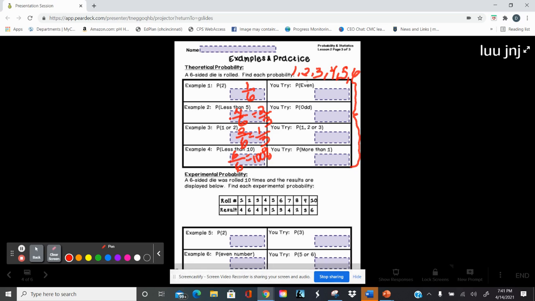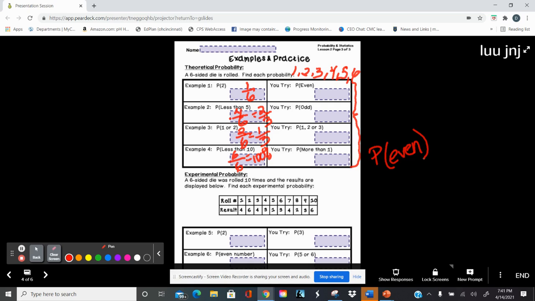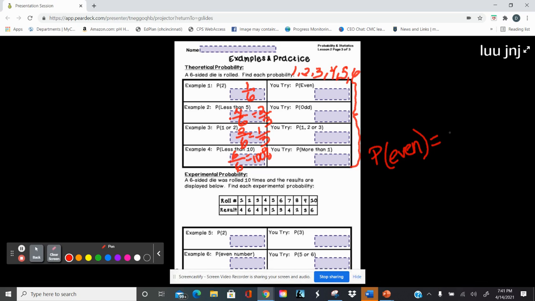So if you're doing the first one, what I want your sheets to look like is P, and then even, and then you'll have an equal sign, and then you'll put whatever your answer is. I'm gonna go ahead and do this one with you guys.